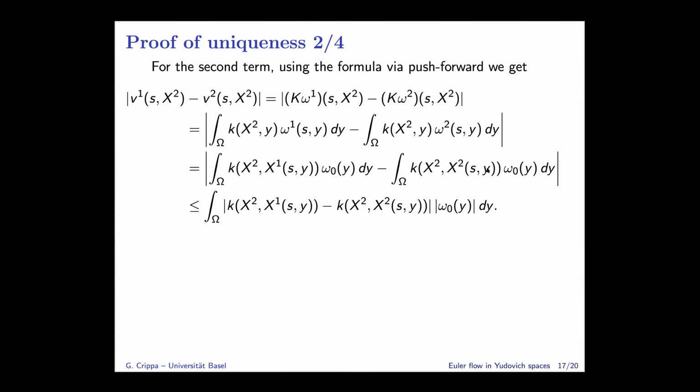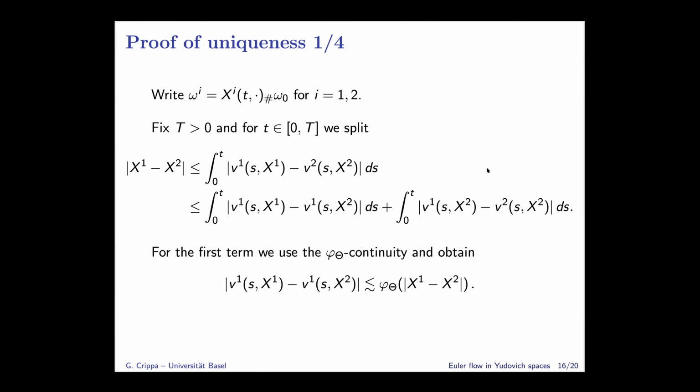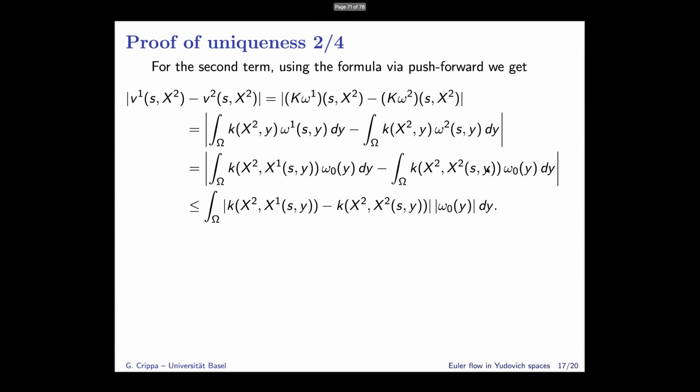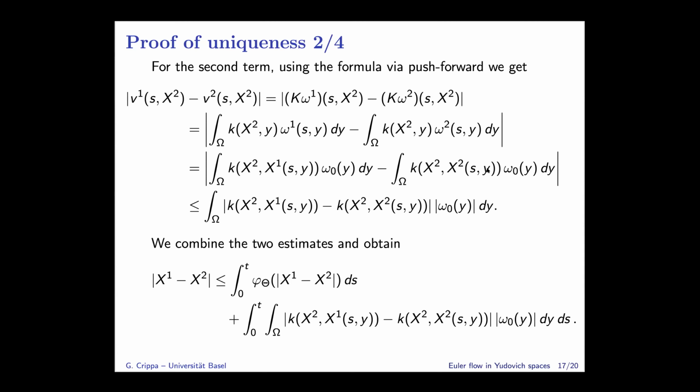Okay, for the second term, well, we do quite a bit more manipulations. So the second term is an integral in time of v1(X2) minus v2(X2). I rewrite it without the time integral. I insert the formula for K of omega, which is v, as an integral. And then I start swapping things, changing variables because of the formula via push forward. And then I have the last line, which is on the slide. Okay, so just computation. Then we combine the two computations together. Here I have this integral, I have the time integral which I take from before, and then I arrive to this point.